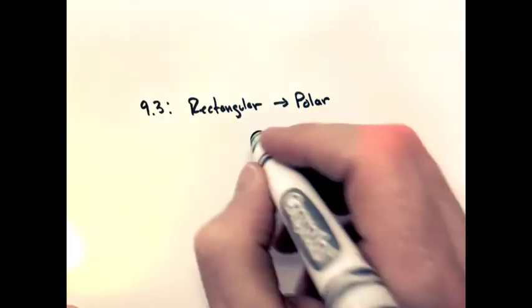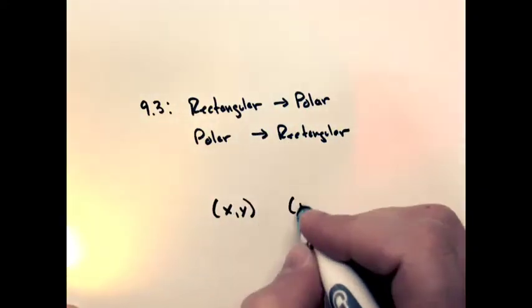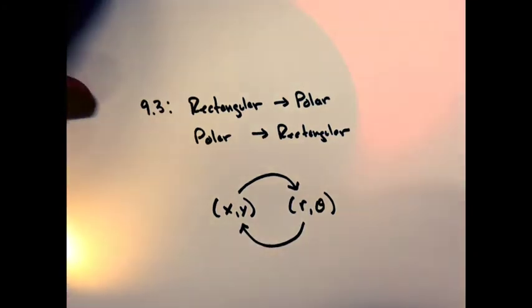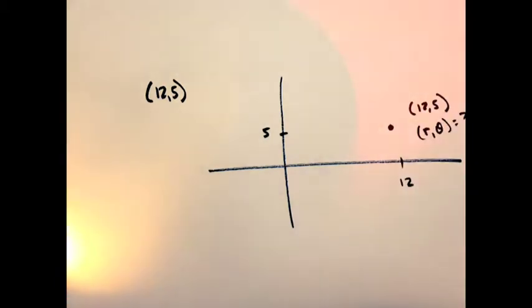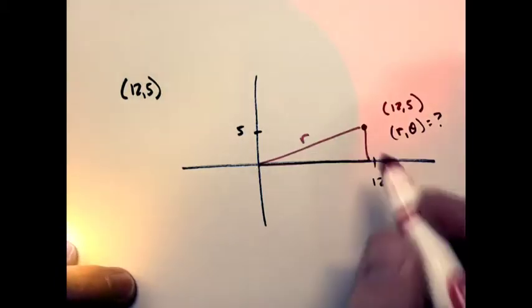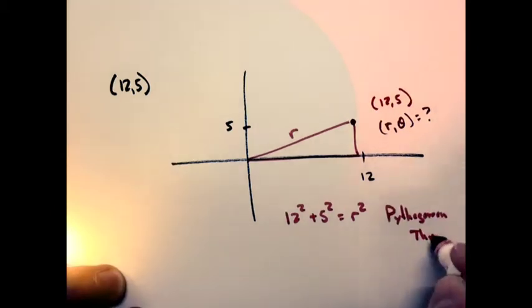And here we go. We're going rectangular to polar and polar to rectangular. We're going to go back and forth between the two types of coordinates. So if we think about a point on the xy rectangular, we'll go (12, 5). What would it be in polar? That means r and theta.